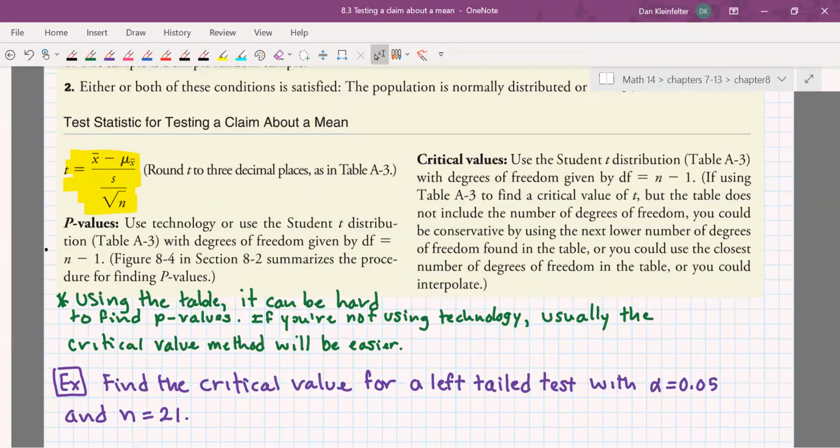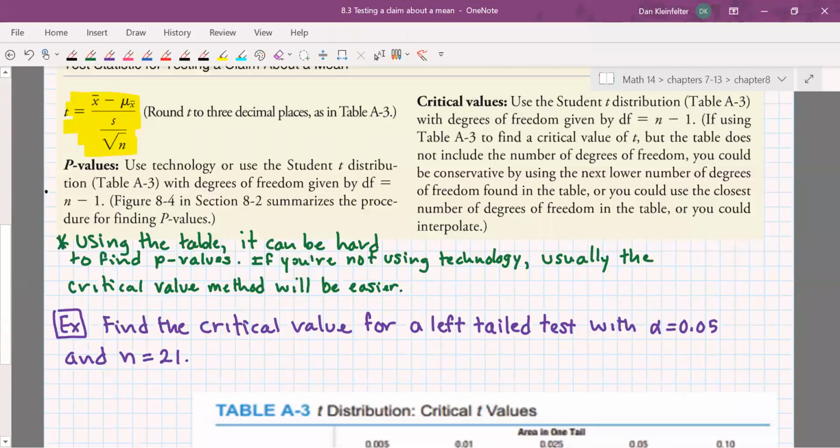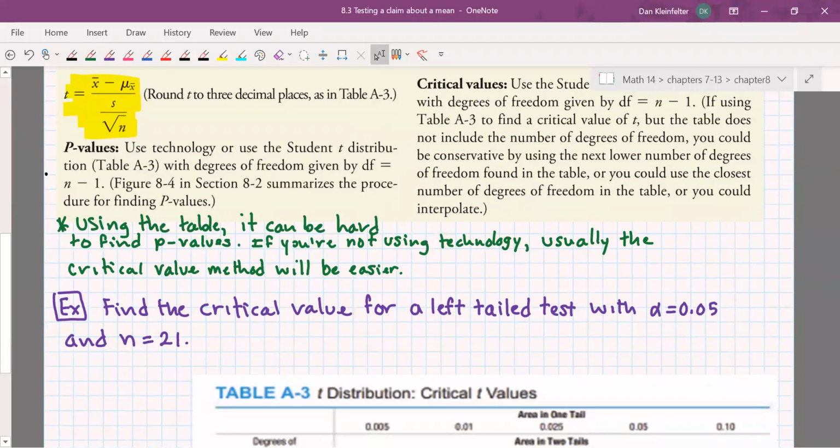Okay. We'll use technology or the t-distribution table with the degrees of freedom given by n minus 1. Using the table, it can be a little tricky to find p-values. If you're not using technology like a calculator or StatCrunch, usually the critical value method is going to be easier. Okay, so we'll have to see how that goes.